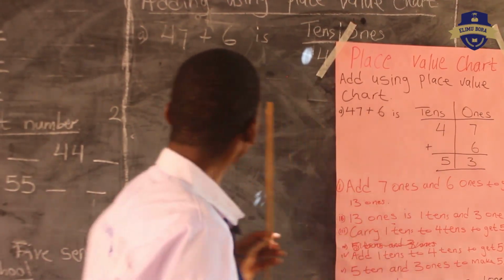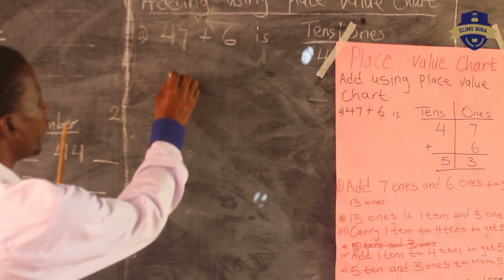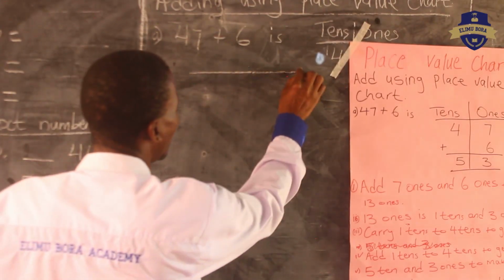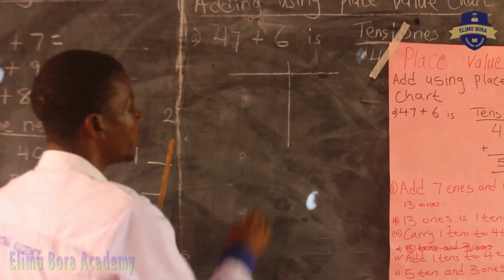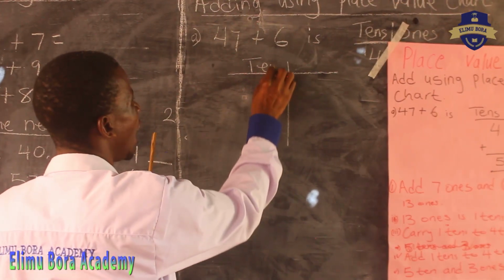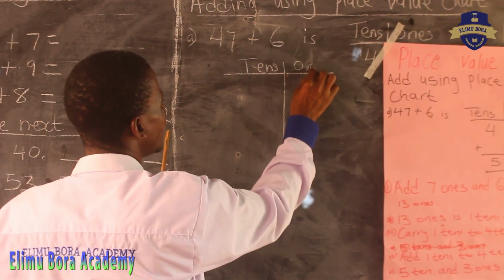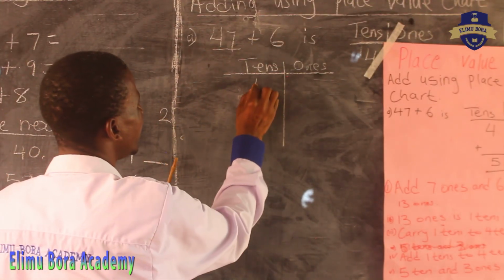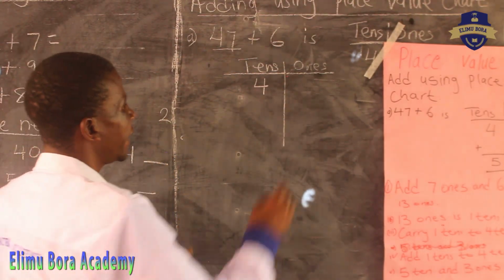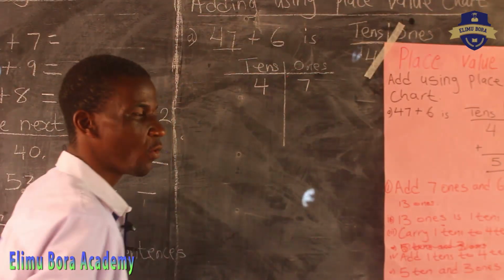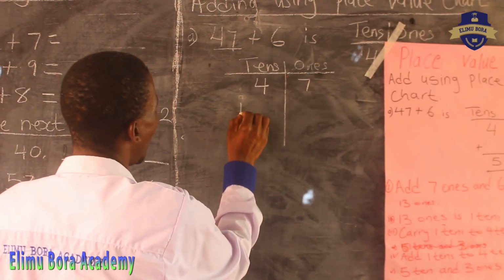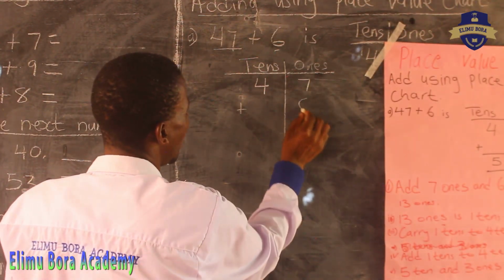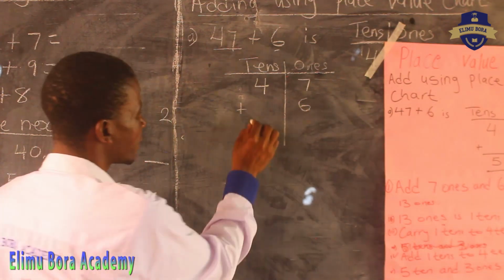Now, the first thing we do here, we draw our place value chart. This side we have tens and this one we have ones. So 47 is 4 tens, 7 ones. Then we add 6, which is 6 ones.